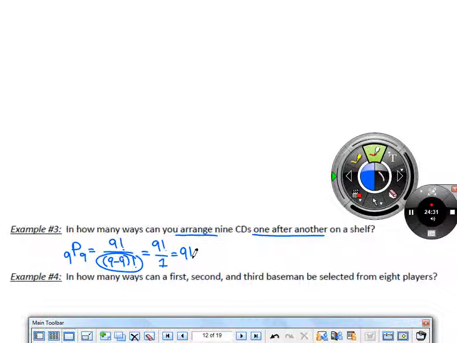All right, in how many ways can a first, second, and third baseman be selected from 8 players? Now, baseball players, okay? A willing suspension of disbelief, I guess, like your English teachers might say if you read a story that's unbelievable or watch a movie, right?